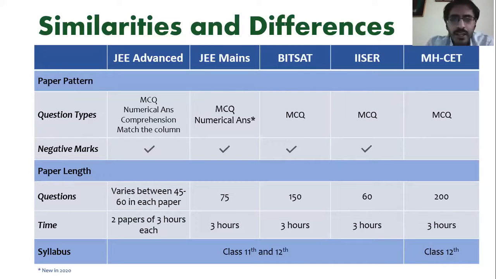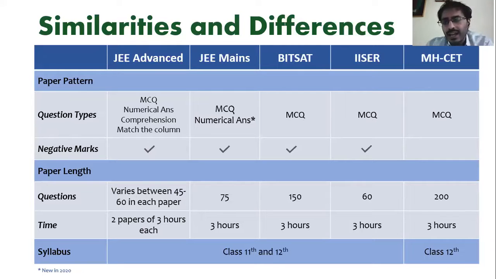All right. If you look at JEE Mains, there are 75 questions. It's MCQ based. So the common theme here is MCQ, that there are multiple choice questions for most of the others, right? And there are also numerical answer questions that were introduced from this year onwards in JEE Mains. The number of questions is 75. If you look at BITSAT, you have 150 questions which you have to solve in 3 hours. MHCET, 200 questions that you have to solve in 3 hours.